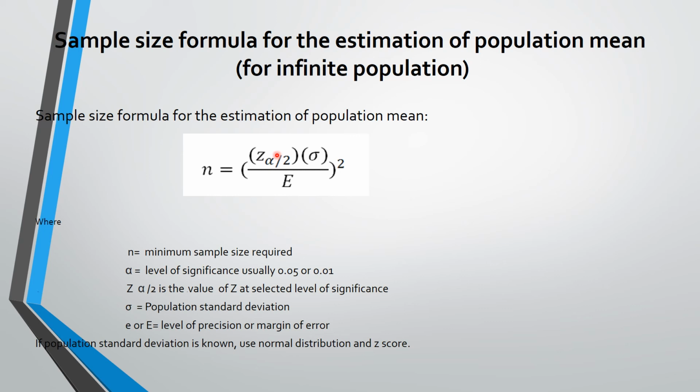So this level of significance tells us how significant our result is, and alpha is usually set at the values of 0.05 or 0.01. So if the population standard deviation is known, we use the normal distribution z score, and if the population standard deviation is not known, we can use the sample standard deviation.